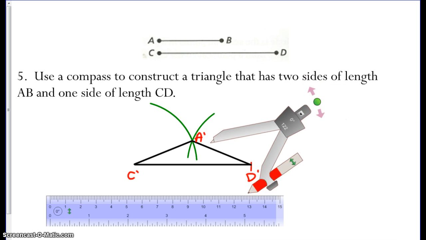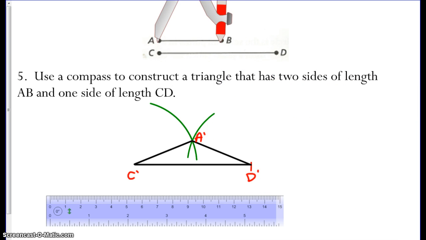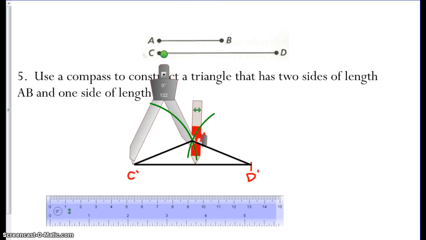Alright, so let's grab our compass and you can verify. Put your compass to the width of AB, excuse me, and then measure it.